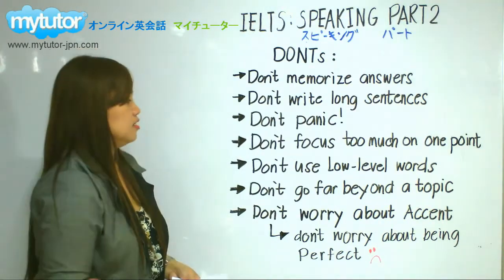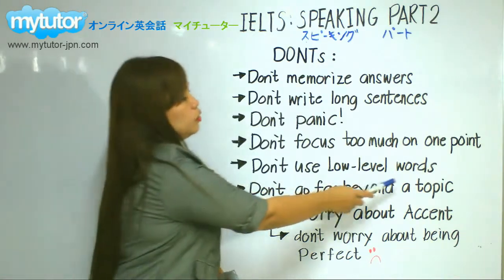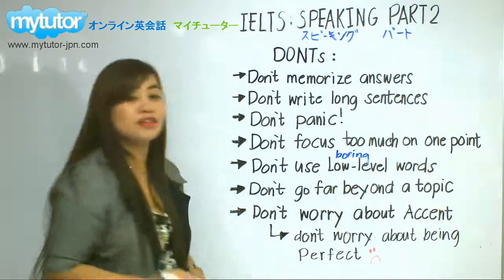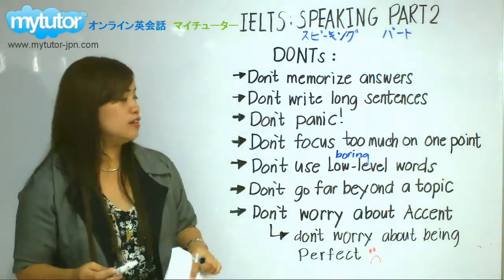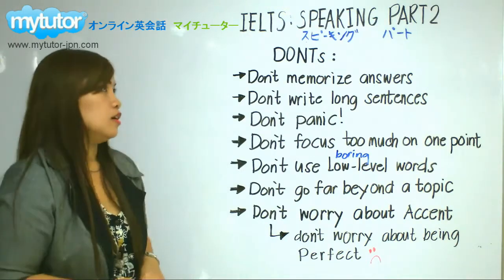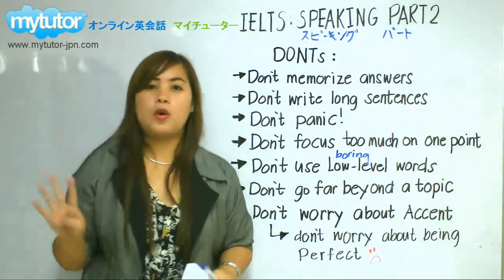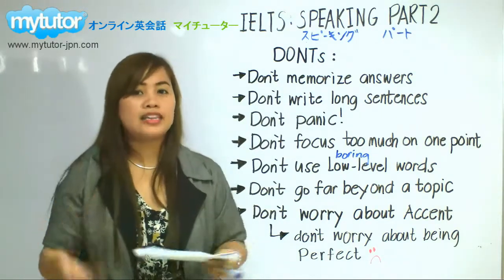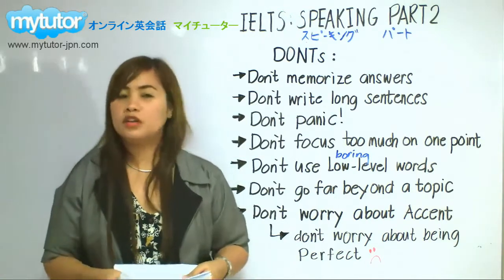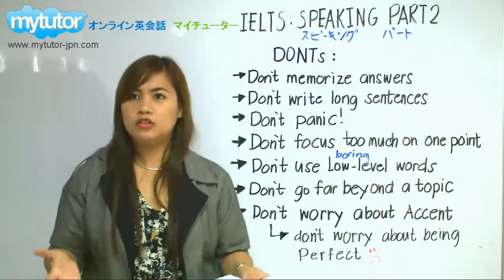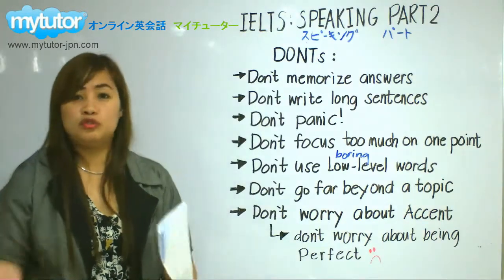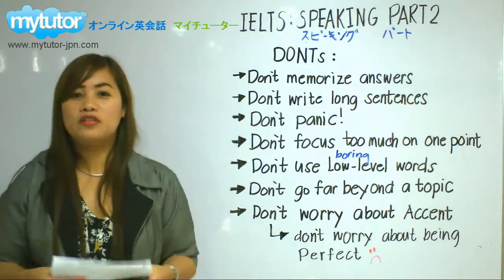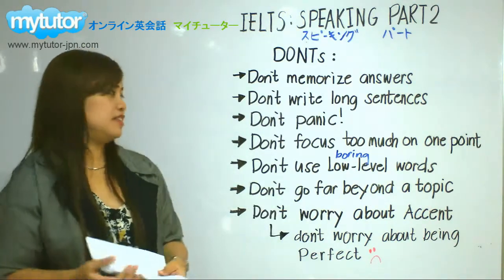Okay? So the next is, don't use low-level words, or we call them boring words. Okay? Don't use boring, low-level words. You're being marked in the IELTS with 4 components, and one of these is vocabulary. So you have to use high-level or advanced words. For example, you say good. Okay, good. Good is a very common word, very used word. You might as well use amazing or wonderful, one of a kind, exciting, like that.